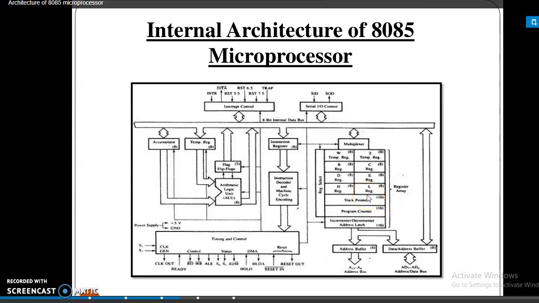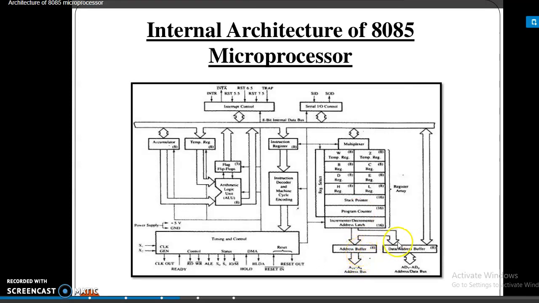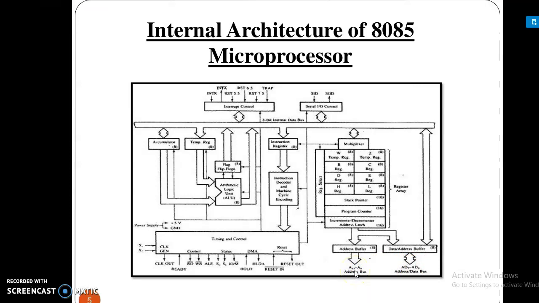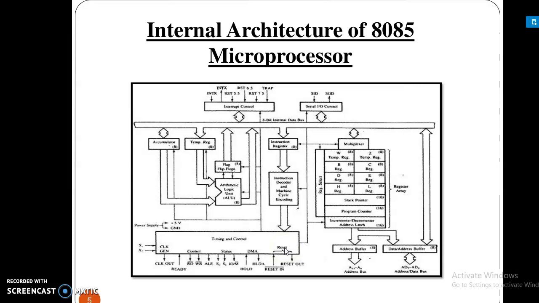These concepts we will see in our further classes. And then here you can see the address buffer, the data or address buffer. This starts from AD0 to AD7, and here 8 to 15. There are 0 to 15, called 16 bits in size. This is the timing and control signal. Here you can see clock, general clock, control, status, DMA and then reset. Okay, these are all the internal architecture of the 8085 microprocessor.